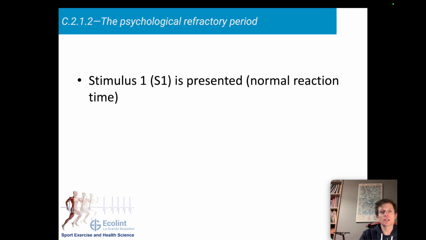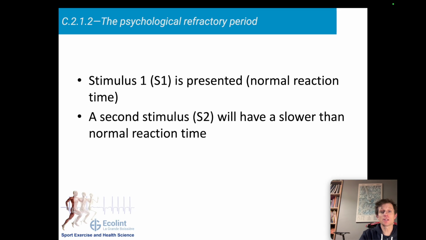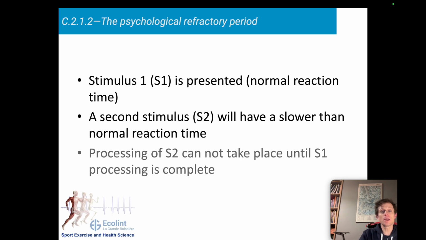The idea here being that if a stimulus is presented, then we get a normal reaction time, as we would expect. The stimulus is processed, a decision is taken, and the response is initiated. However, if halfway through responding to that first stimulus, a second stimulus is presented, then we're going to see a slower than normal reaction time in response to that second stimulus. The idea being that we have to process the response to stimulus 1 before we can start processing the response to stimulus 2. This delayed reaction time in response to stimulus 2 is known as the psychological refractory period.